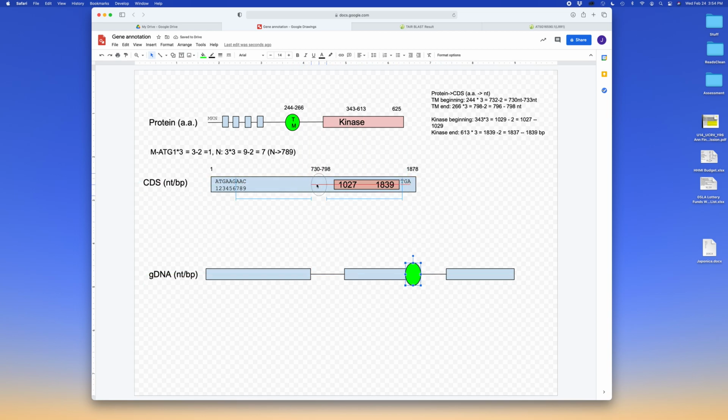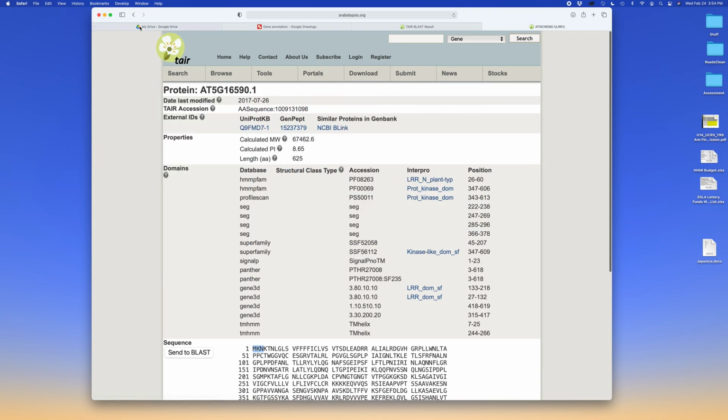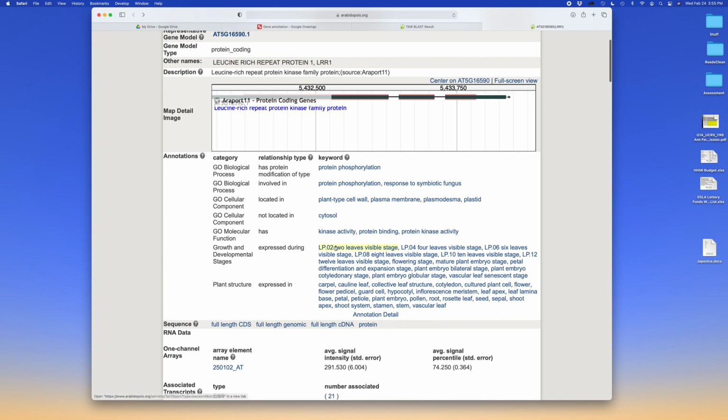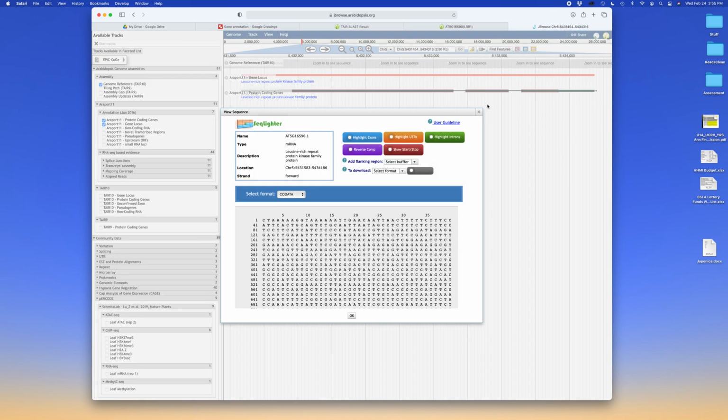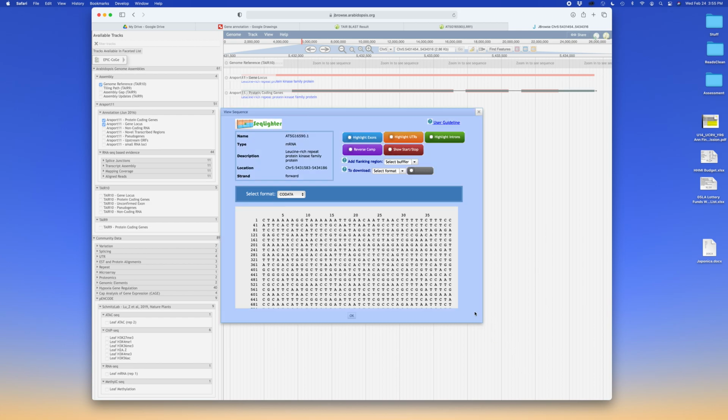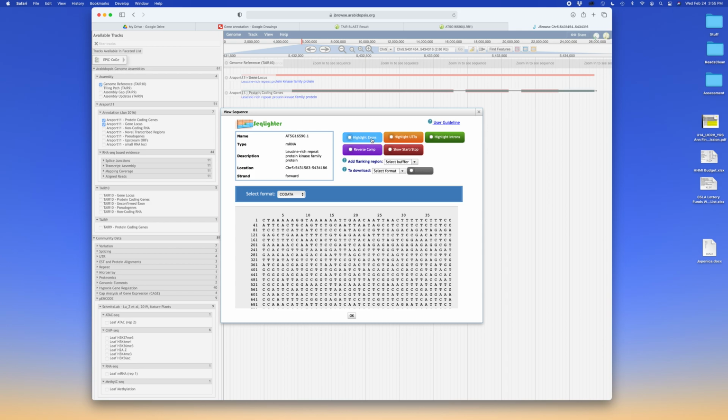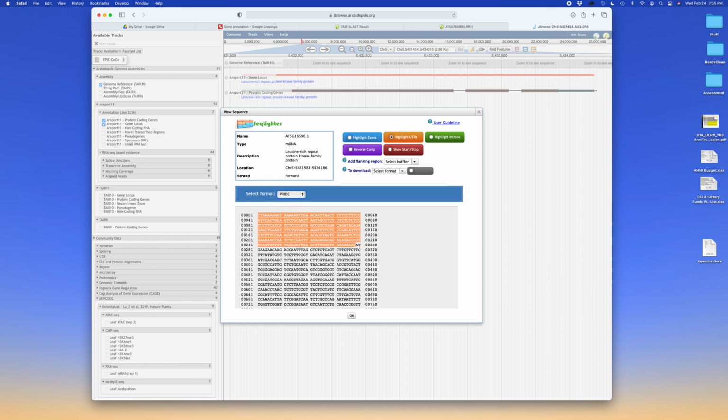So now we're going to use information from TAIR to annotate this gDNA, and then we will be able to find that location. I'm going to go full screen and click to get my view sequence. Now I can highlight all the things. What I want is exons. Let's go with UTR first. The UTR is going to be position 1 to 278. Okay, so 1 to 278 is that UTR.